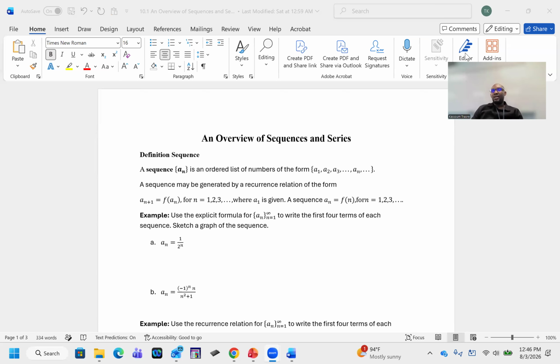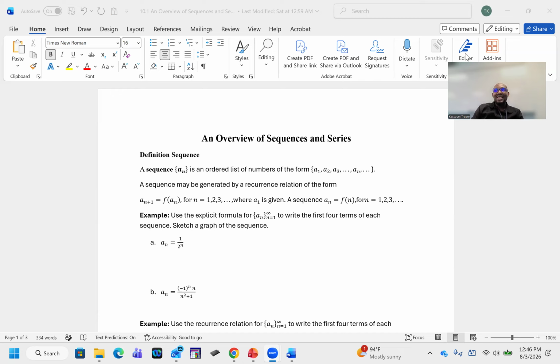Hello and welcome back. So in this chapter, we will talk about sequences and infinite series. This chapter covers topics that lie at the foundation of calculus. The first task is to make a clear distinction between a sequence and an infinite series.